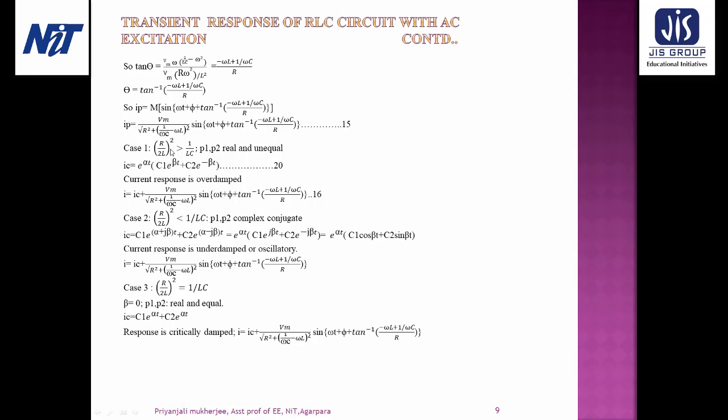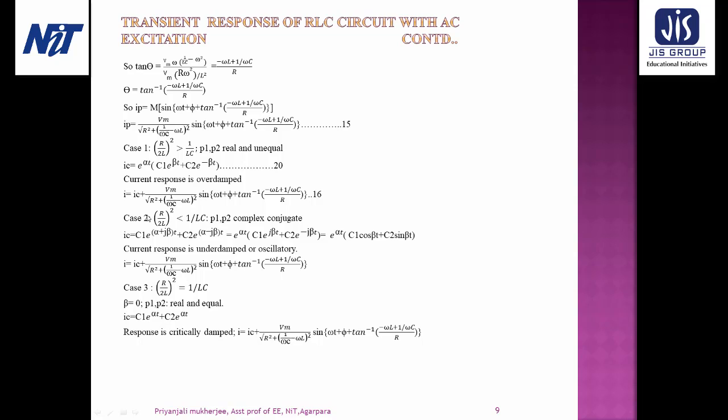Here, when (R/2L)² is greater than 1/LC, that means both the poles are real and unequal, and the overall response is this I_C plus the I_P part, which is the same. So this I_C is e to the power αt into C1 e to the power βt plus C2 into e to the power minus βt, and the current response in this case is overdamped.